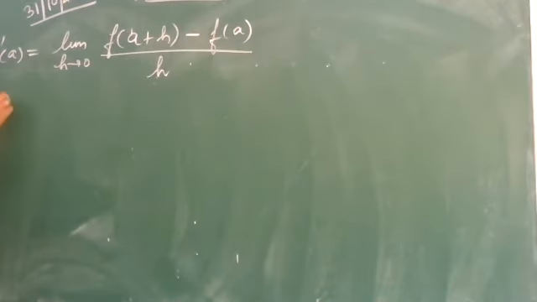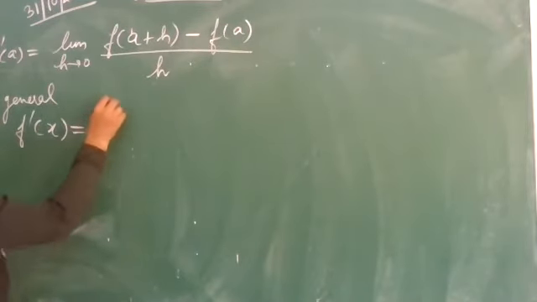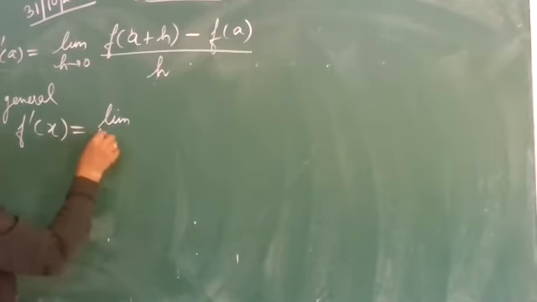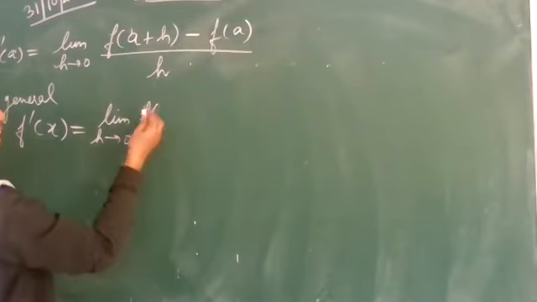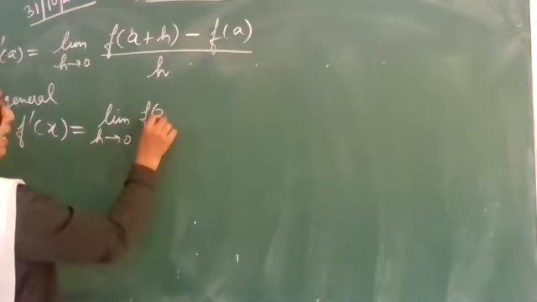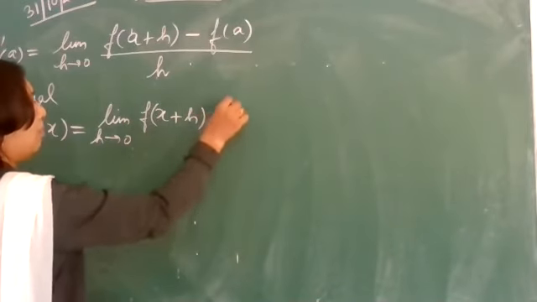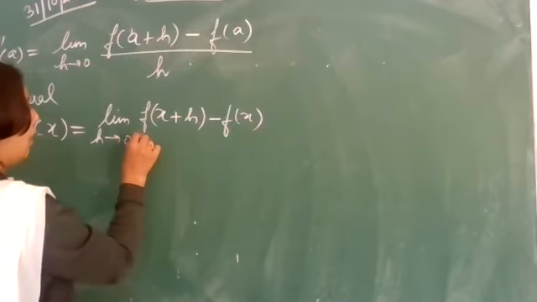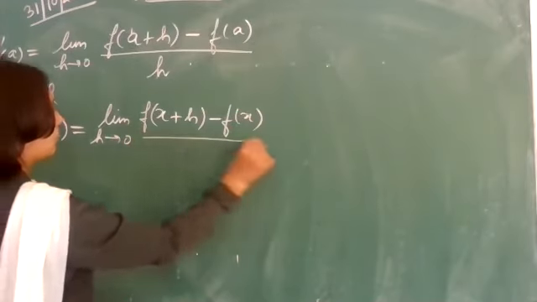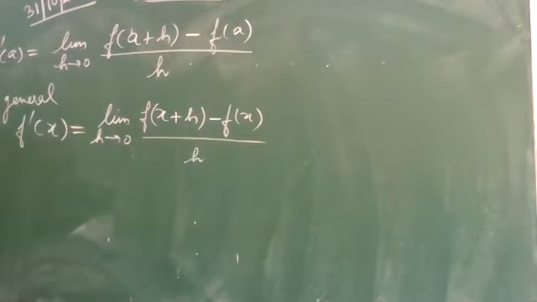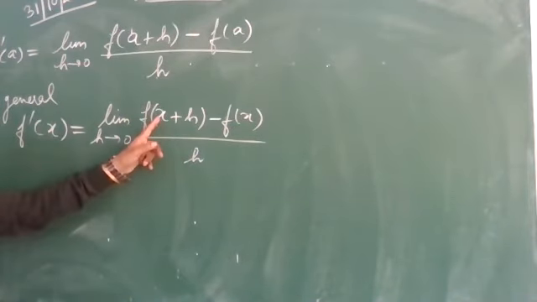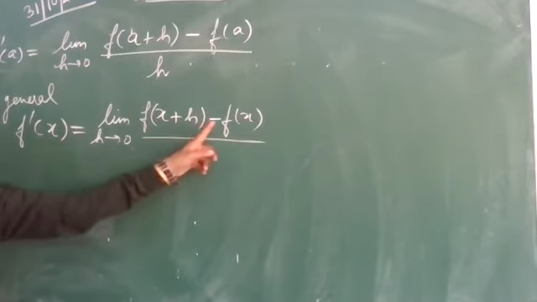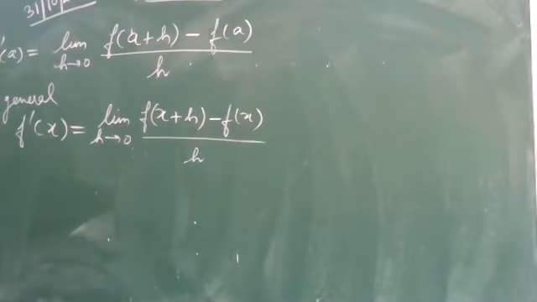In general, we give it as f dash x. If in terms of the variable x we are finding out the derivative, it is limit h tends to 0, f(x plus h) minus f(x) upon h. This is in general. If we are not taking any point, if we want to find out the derivative of any function which is in terms of x, it is f(x plus h) minus f(x) upon h.